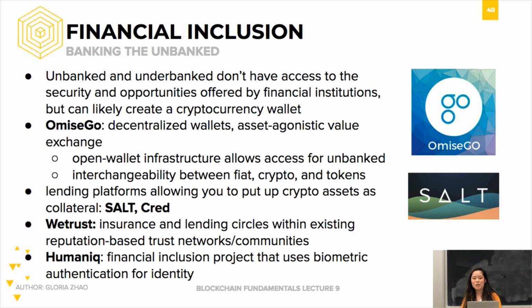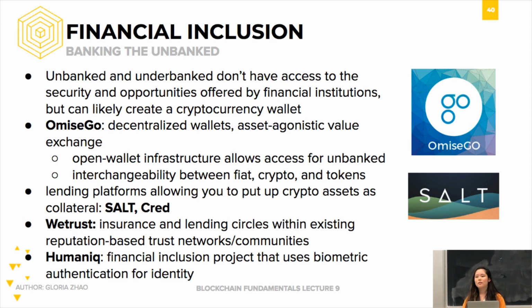So one topic that I want to talk about is financial inclusion. We have about 2 billion people in the world who don't have access to banking services. They are unbanked. And we have even more people who are underbanked, who don't have access to the security and opportunities that we have from our banking services. And so there's a lot of financial inclusion projects that exist around blockchain, because even if you don't have access to a bank, it's fairly easy to create a cryptocurrency wallet as long as you have an internet connection. And most people do have that.